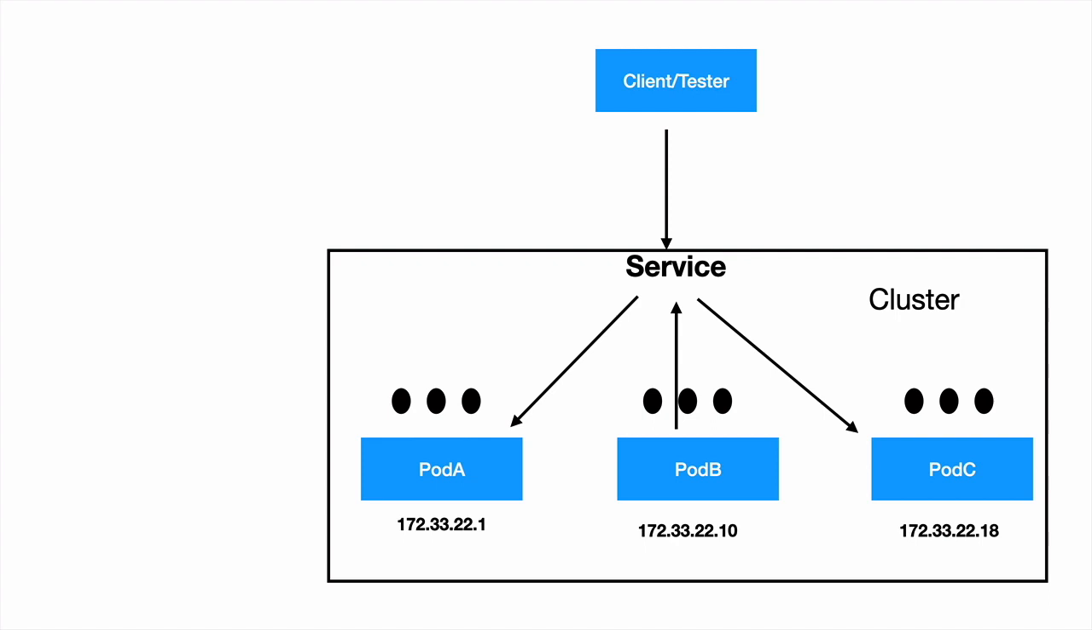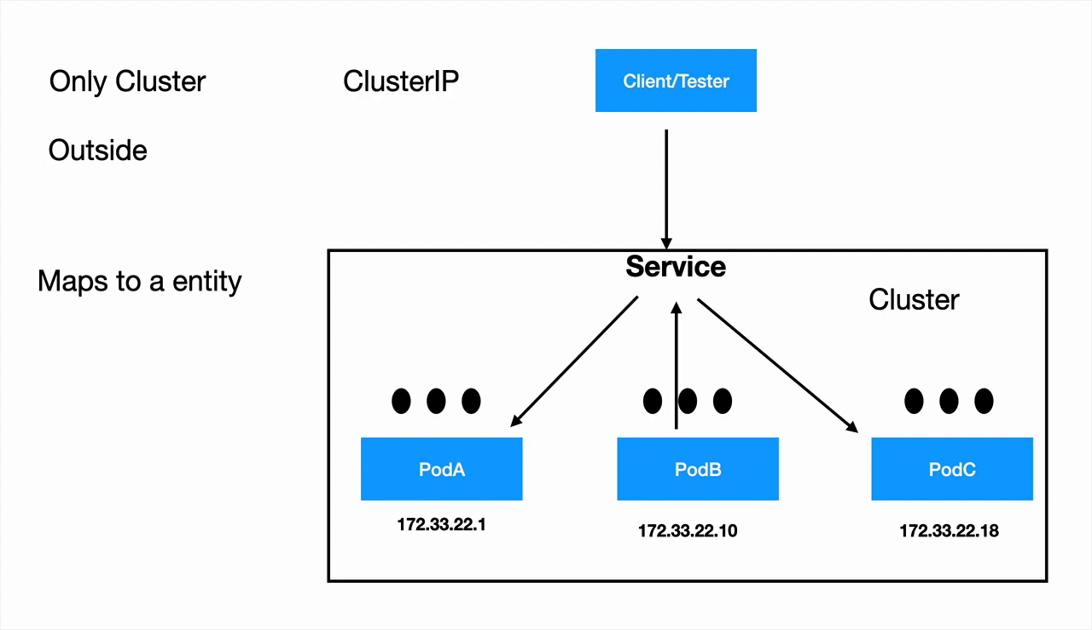So once you create a service object, it acts as a load balancer for your application depending on the amount of access you want. Is it just in the cluster, or should the containers inside the cluster be accessed from outside, or can they be even mapped to an external entity?